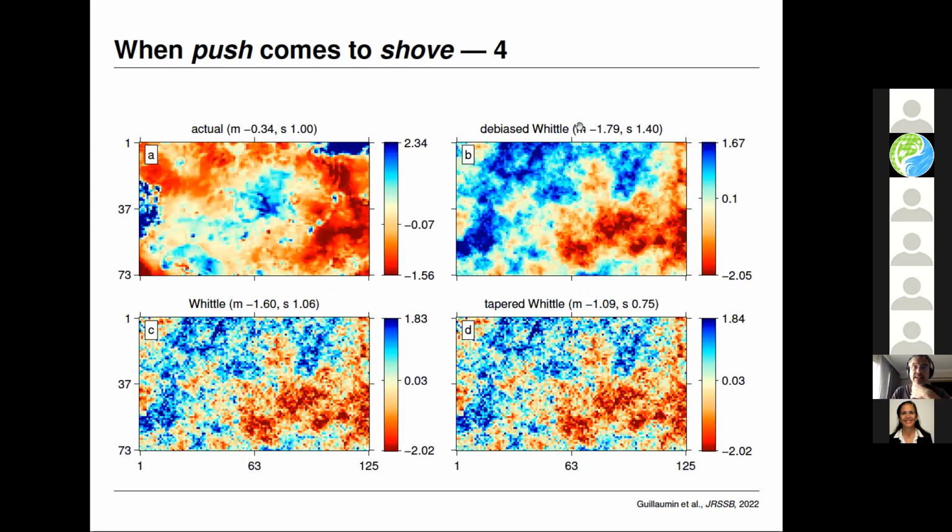And then the last slide here is that, well, take a look at the top left, and it's some actual field. In fact, it is a piece of Venus. And the top right is what we have if we re-simulate after having determined the parameters from the top left using the de-biased Whittle.